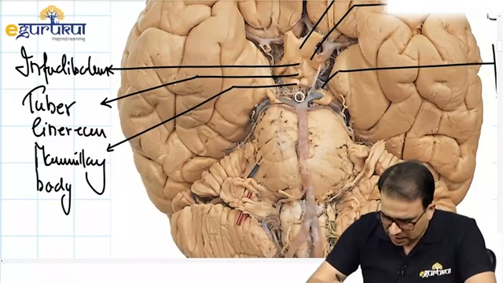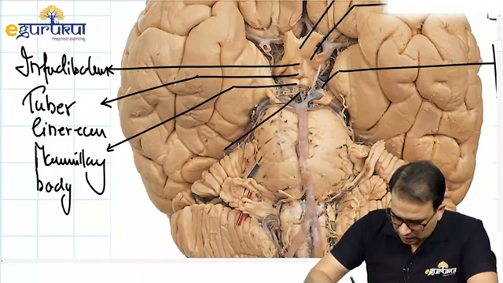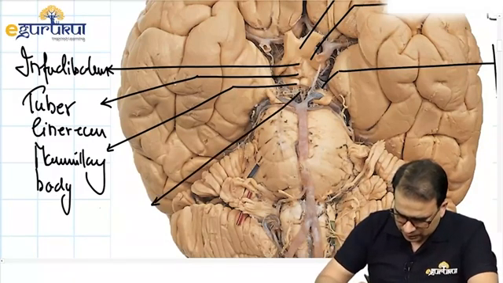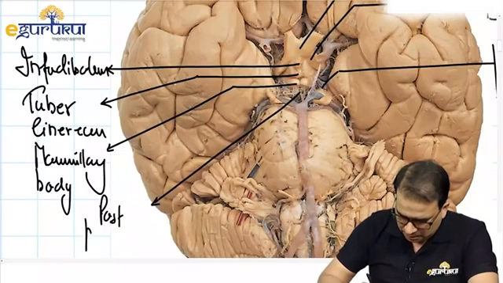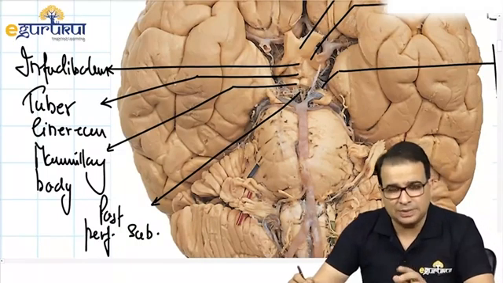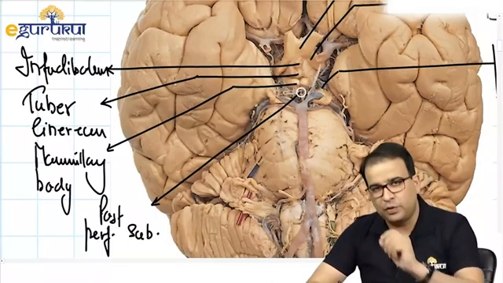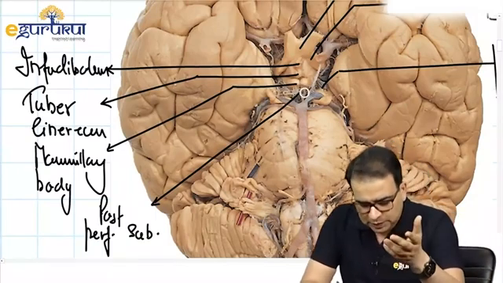And just behind the mammillary body, you see this is the posterior perforating substance. We just talked about the anterior perforating substance. Now this here is the posterior perforating substance. What is the posterior perforating substance?